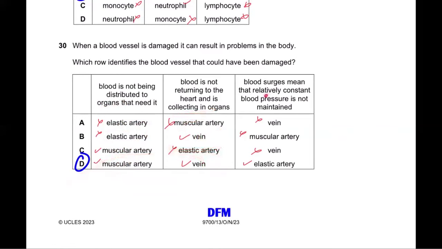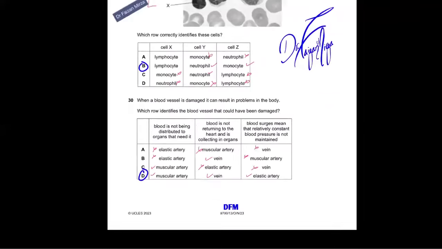Blood surges mean that relatively constant blood pressure is not maintained. So blood pressure maintenance because of blood surges coming in is the function of the elastic arteries. So yes, option is D.